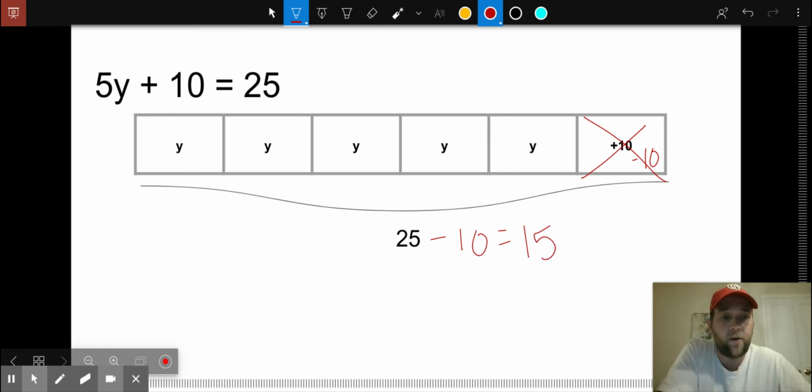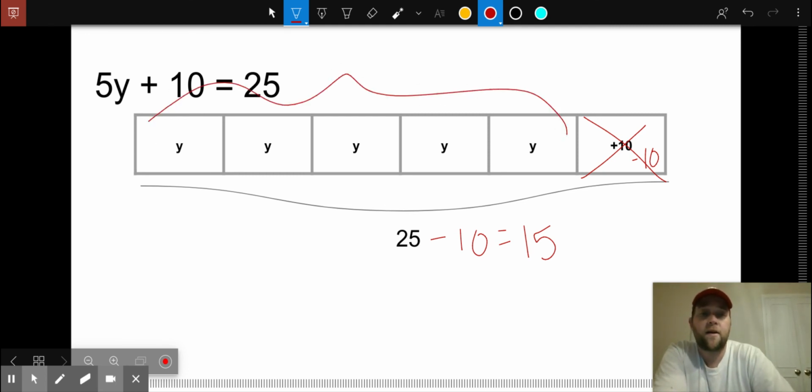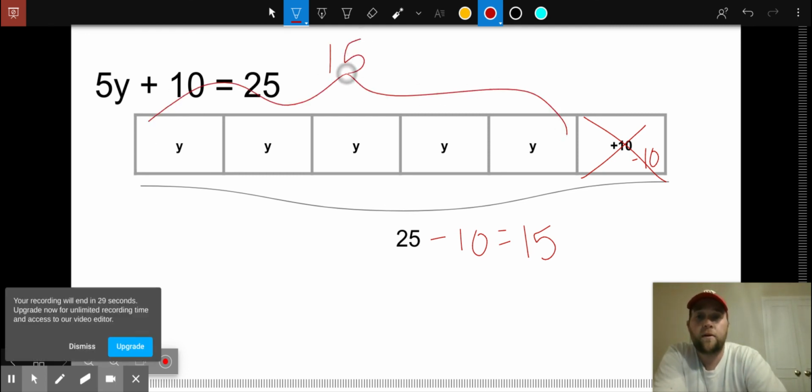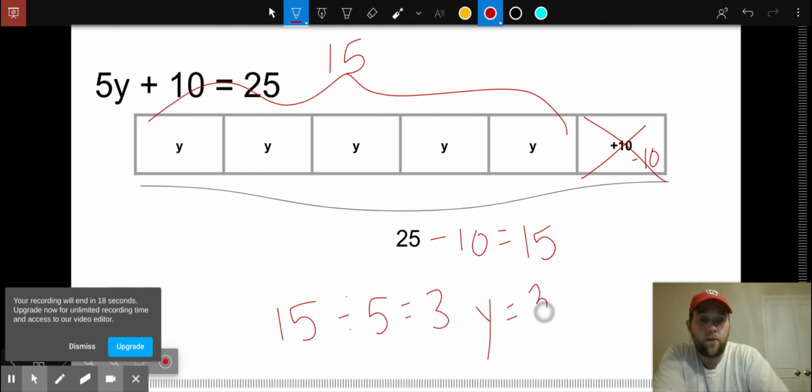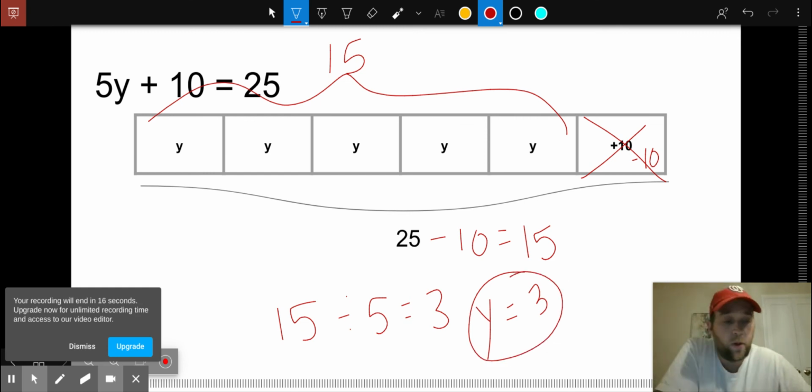Okay, now let's go back to counting our y's. 1, 2, 3, 4, 5 y's. So these 5 y's have to equal 15. So we do 15 divided by the number of y's we have. So that's 5. Y equals 3. Okay, remember, you can refer back to this video whenever you need to, so please take time to do it. Good luck, everybody.